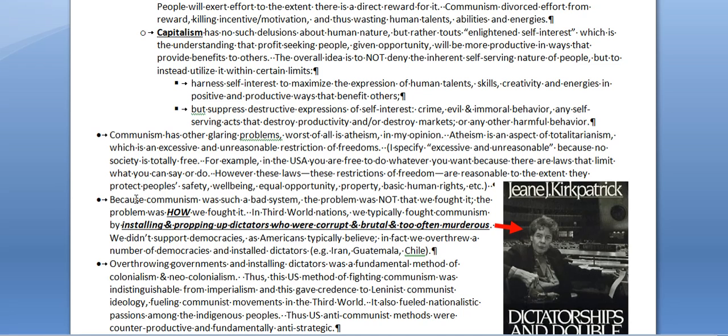Because communism was such a bad system, the problem was not that we fought it. The problem was in how we fought it. In third world nations, we typically fought communism by installing and propping up dictators who were corrupt and brutal and too often murderous. I mean, these guys were bastards. Right? And a classic rationalization, justification of this was written by Jeane Kirkpatrick, right?